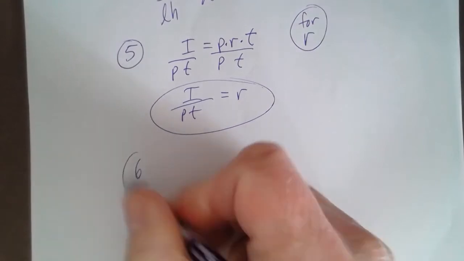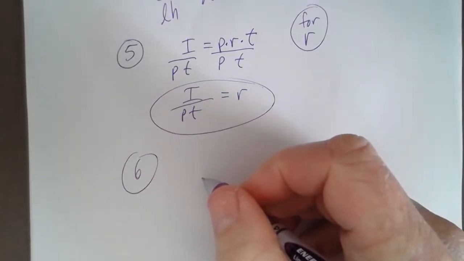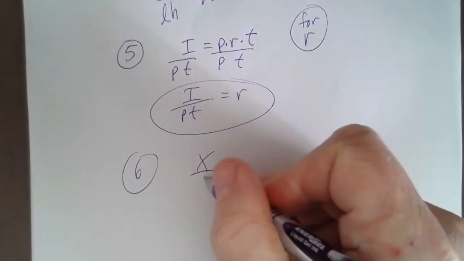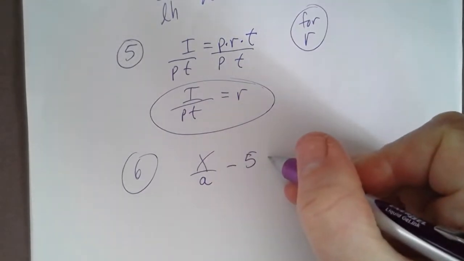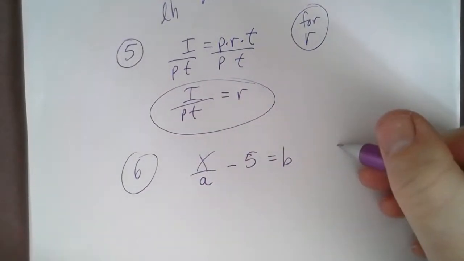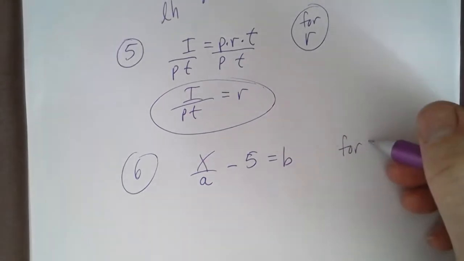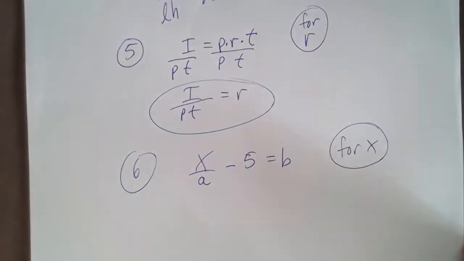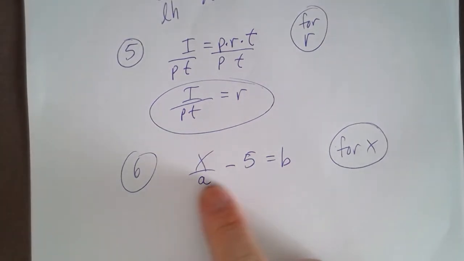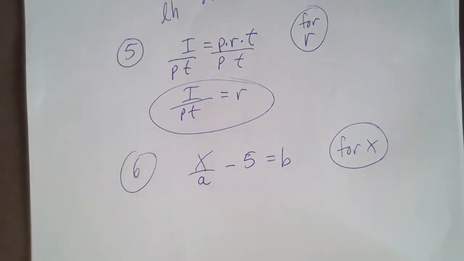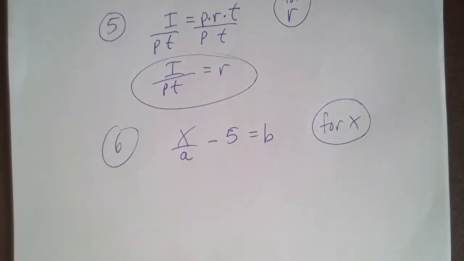Okay, number 6. So this could just be all kinds of different things. X divided by A minus 5 is equal to B. So we're going to solve for X. We're going to get X by itself. So basically on this one here, you just pretend like that's a number, and then that's a number, and you just do numbery things to it, and then you're getting X by itself. So what makes sense to do to each side first?